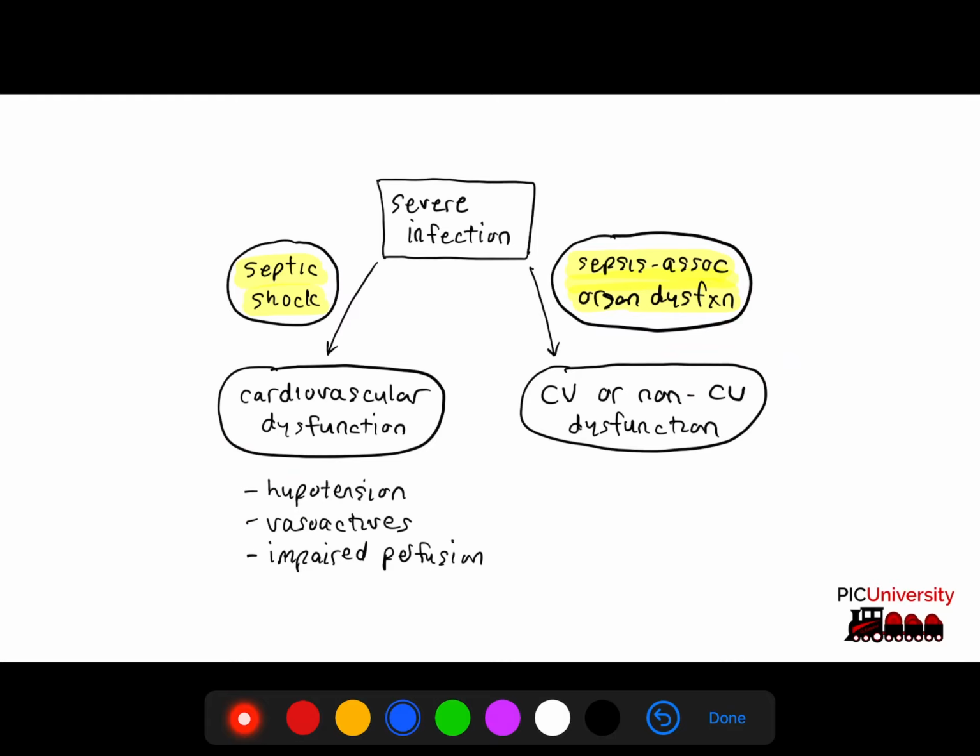So for the purposes of these guidelines, they're focusing on the treatment of both septic shock and sepsis-associated organ dysfunction. And so as a review, septic shock is defined as severe infection precipitating cardiovascular dysfunction, which is defined as either hypotension, need for vasoactive medications, or impaired perfusion in a pediatric patient. In terms of sepsis-associated organ dysfunction, that is defined for these guidelines as severe infection precipitating either cardiovascular or non-cardiovascular organ dysfunction. And the reason they focus on these elements of the sepsis spectrum is that they account for the large share of morbidity and mortality in pediatric patients.